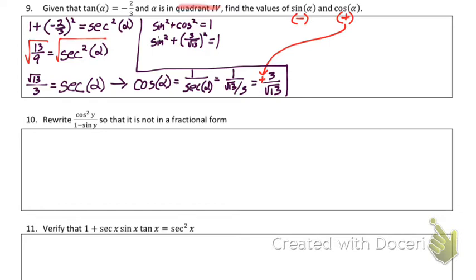Notice that my next one is rewriting something. We will have to know how to rewrite something in other terms. So this says not in fractional form. Why I picked this one is because you actually have to multiply by the conjugate on bottom and top. Don't forget about how to do that. So this one would just start off with multiplying the bottom by 1 plus sine and the top by 1 plus sine.